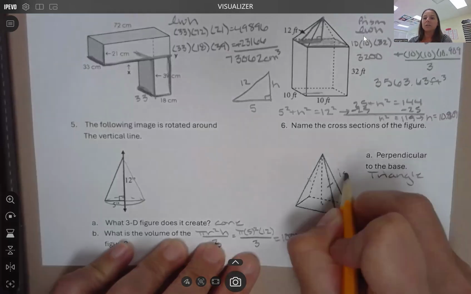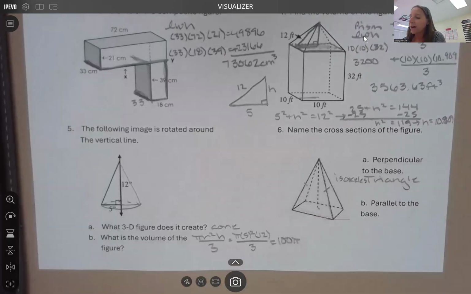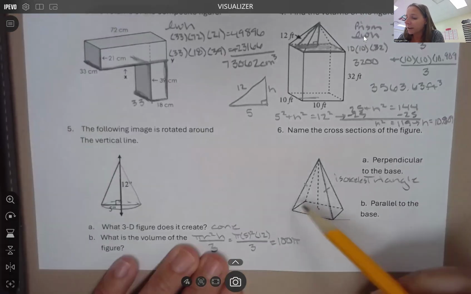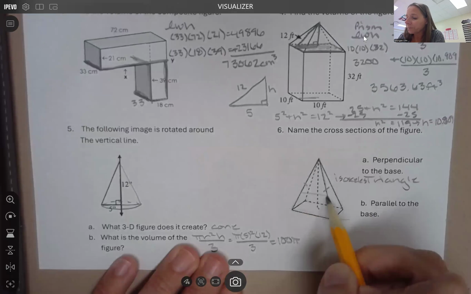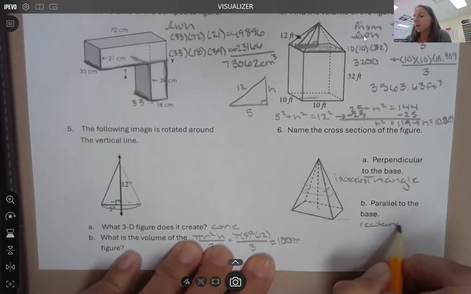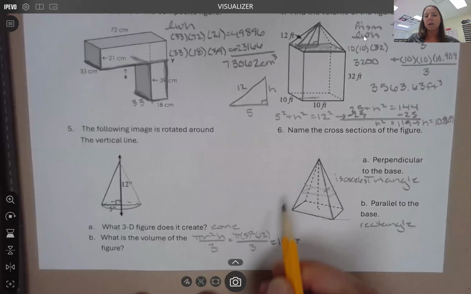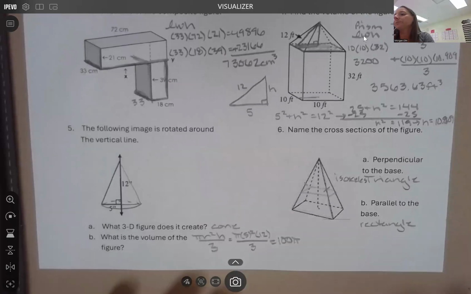Now, parallel to the base. Think about it, parallel is going to be horizontal. If I just cut the top off of it, what's the picture going to be? There's going to be a rectangle right here. If this was a square pyramid, it would be a square on the bottom, but here this is definitely a rectangle. Moving right along to some more cross sections.